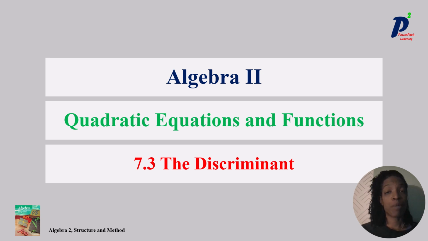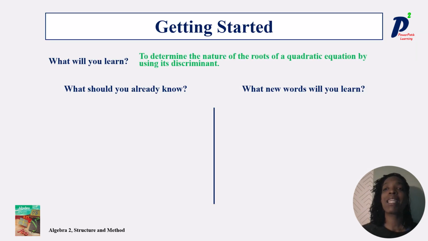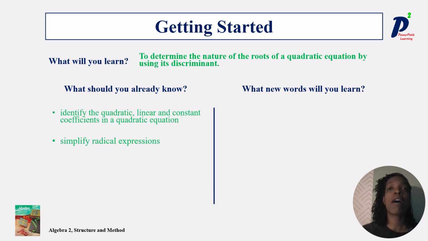This is Chapter 7, Section 3, the discriminant. In today's lesson, you're going to learn how to determine the nature of the roots of a quadratic equation by using its discriminant. Before we start, you should know how to identify all the pieces of a quadratic formula: quadratic term, linear term, and constant term. You should also know how to simplify radical expressions. You'll also learn, obviously, what a discriminant is.